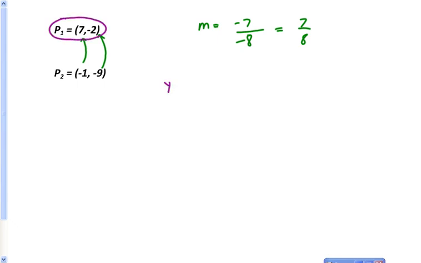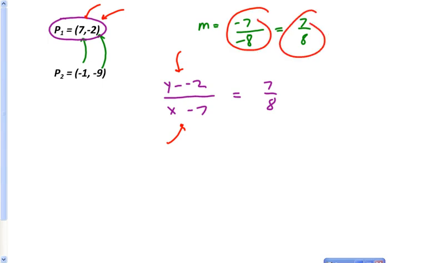I'm going to pick this one, but it doesn't really matter. The y difference over the x difference equals the slope. And I'll make that minus and negative plus. Once again, eliminating denominators, I have 8 times y plus 2, 7.